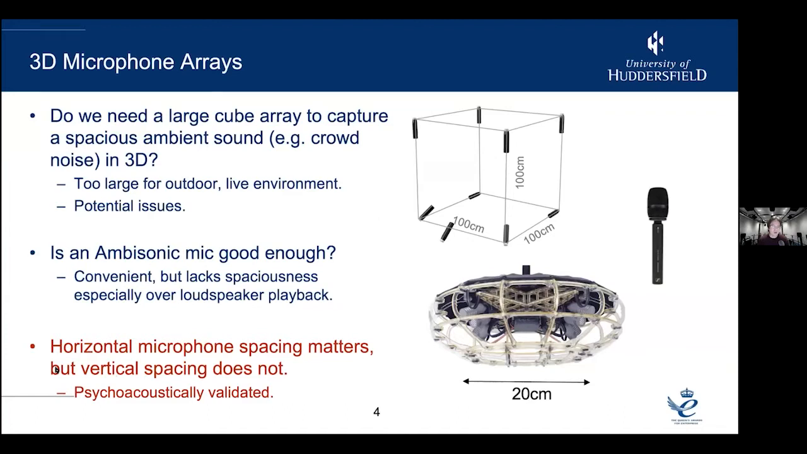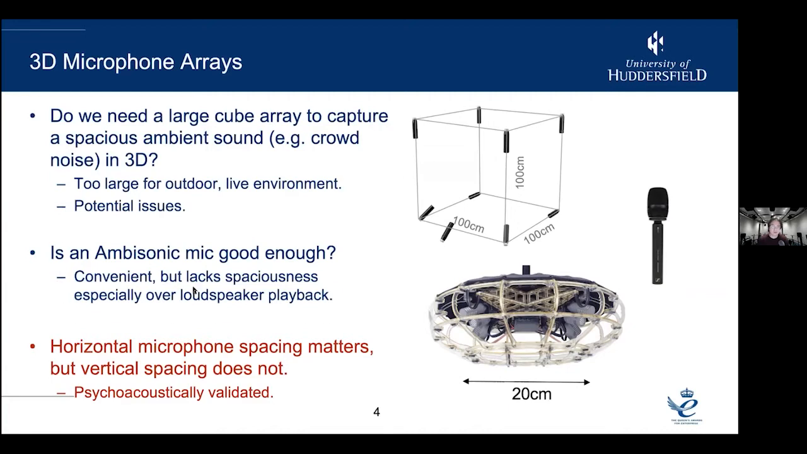So basically, my research suggests that horizontal microphone spacing definitely matters for delivering envelopment, but not the vertical spacing. So vertical spacing, we can reduce it to 0, like we can see here in this ORTF 3D by Scheps, which was based on my research findings. So this vertical spacing is basically 0. So we can make it vertically constant, but horizontally spaced. And this has been psychoacoustically validated through many experiments.